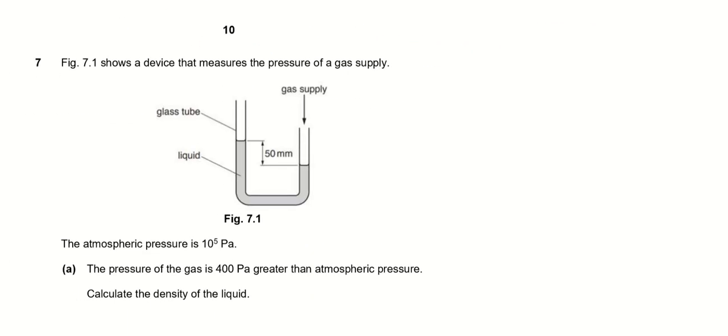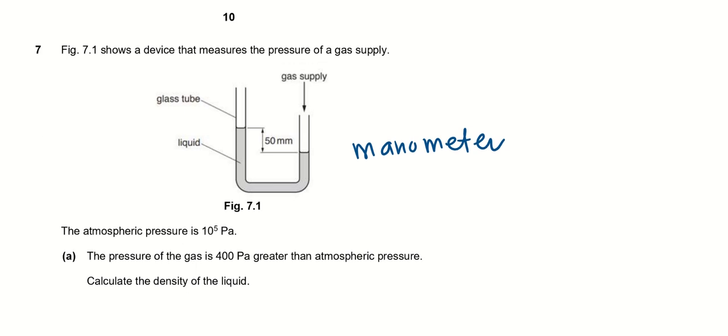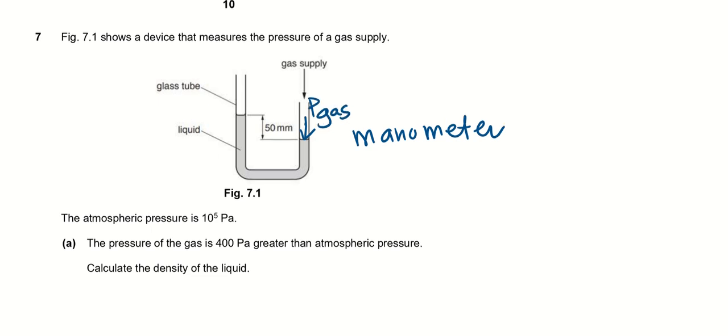Okay, question 7, this is a manometer. This device measures the pressure of a gas supply. So the gas supply is here, and every time there is a surface with a pressure acting on it, we will have to draw an arrow and indicate. Now this part has no gas supply connected to it, so it must be atmospheric pressure. And we have a liquid which may be water or mercury or whatever. I notice there's a difference in height of 50 mm.